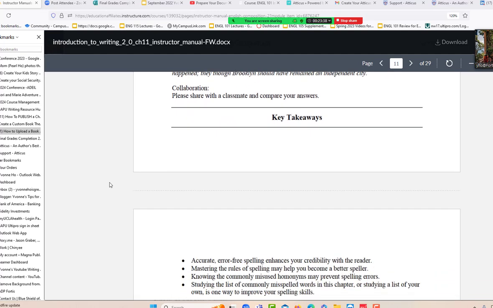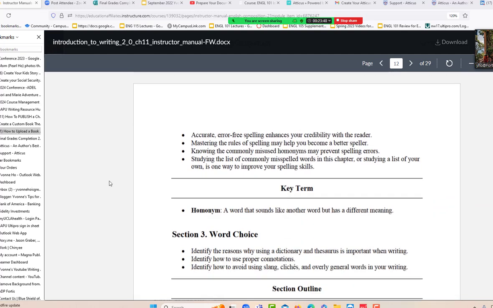So here are some key takeaways. Accurate, error-free spelling enhances your credibility with the reader. Mastering the rules of spelling may help you become a better speller. Knowing the commonly misused homonyms may prevent spelling errors. Studying the list of commonly misspelled words in this chapter, or studying a list of your own, is one way to improve your spelling skills.